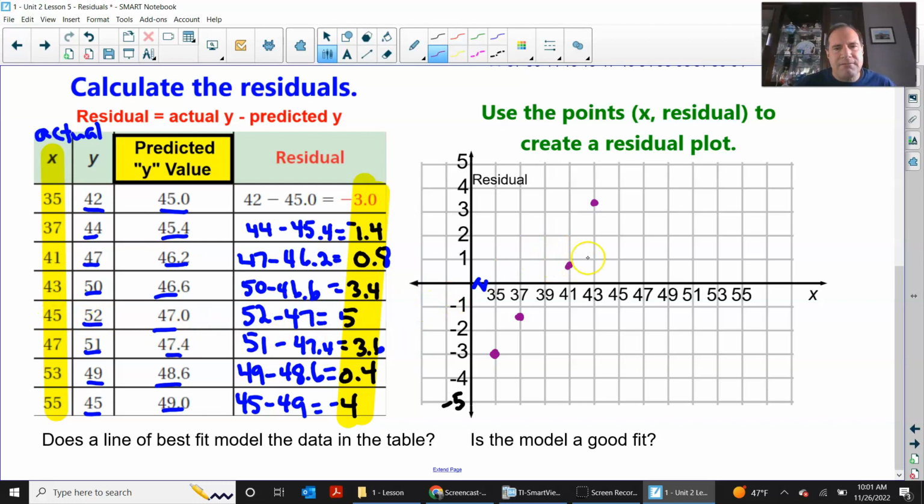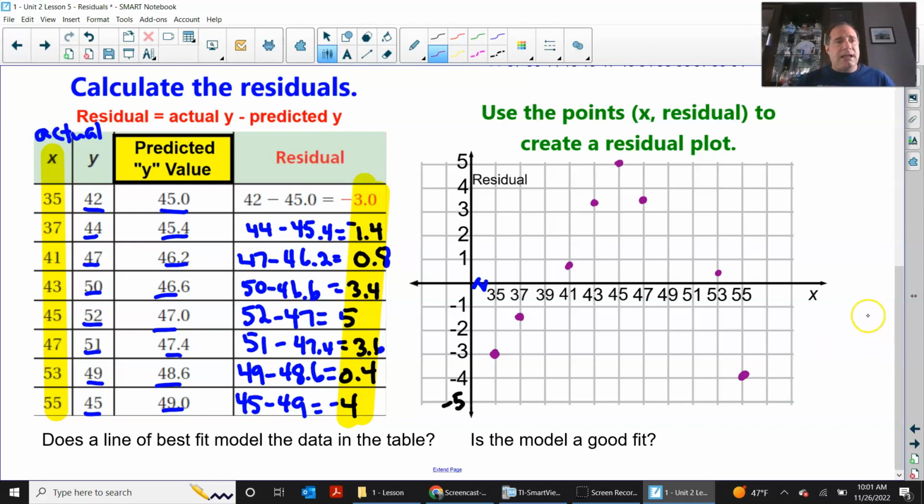45 and 5. 45 and 5 right about here. 47 and 3.6. 3.6 right about there. 53 and 0.4 about there. And then 55 and -4 right about there. All right, take a look at what you have.